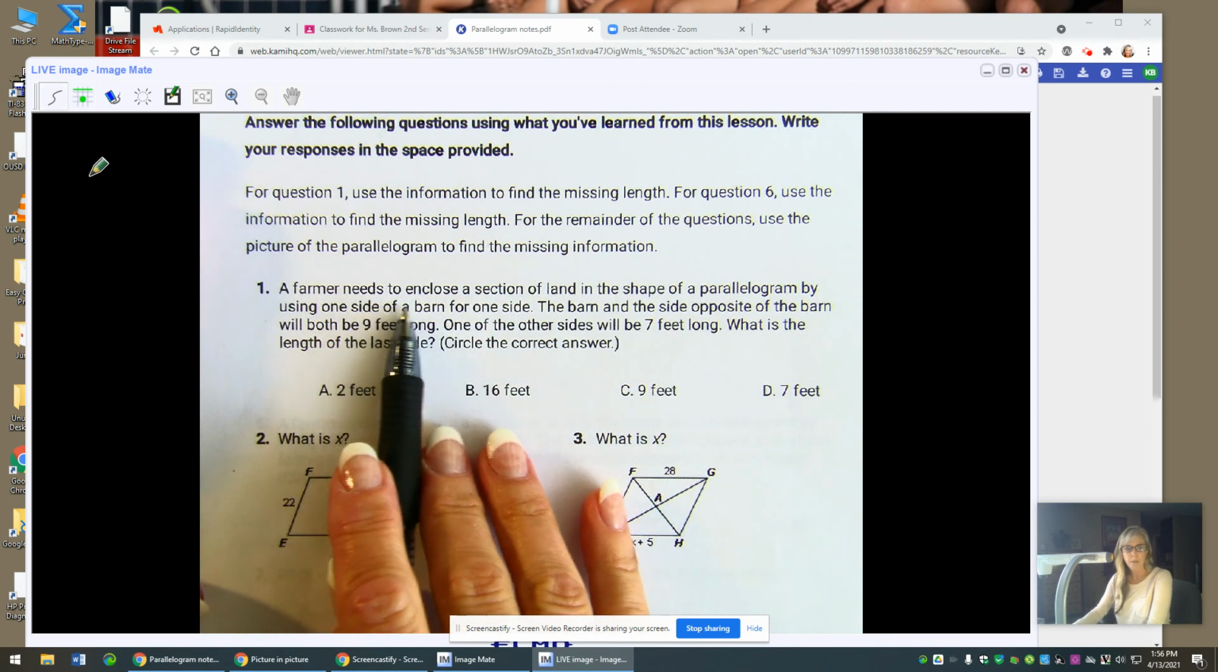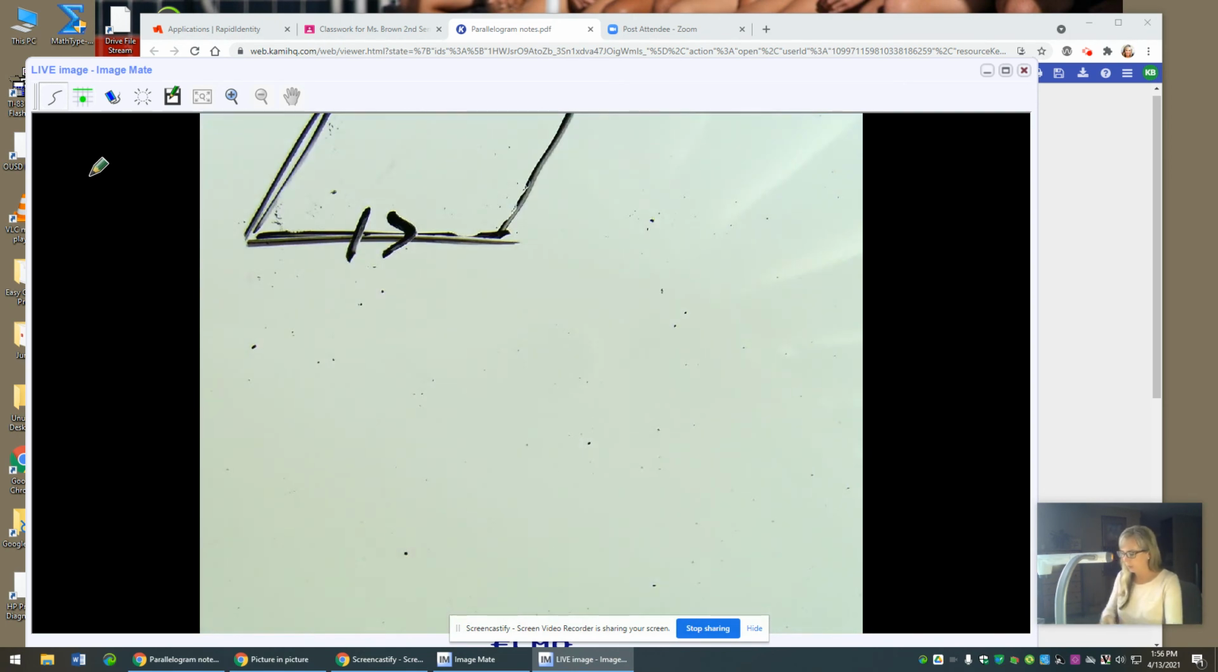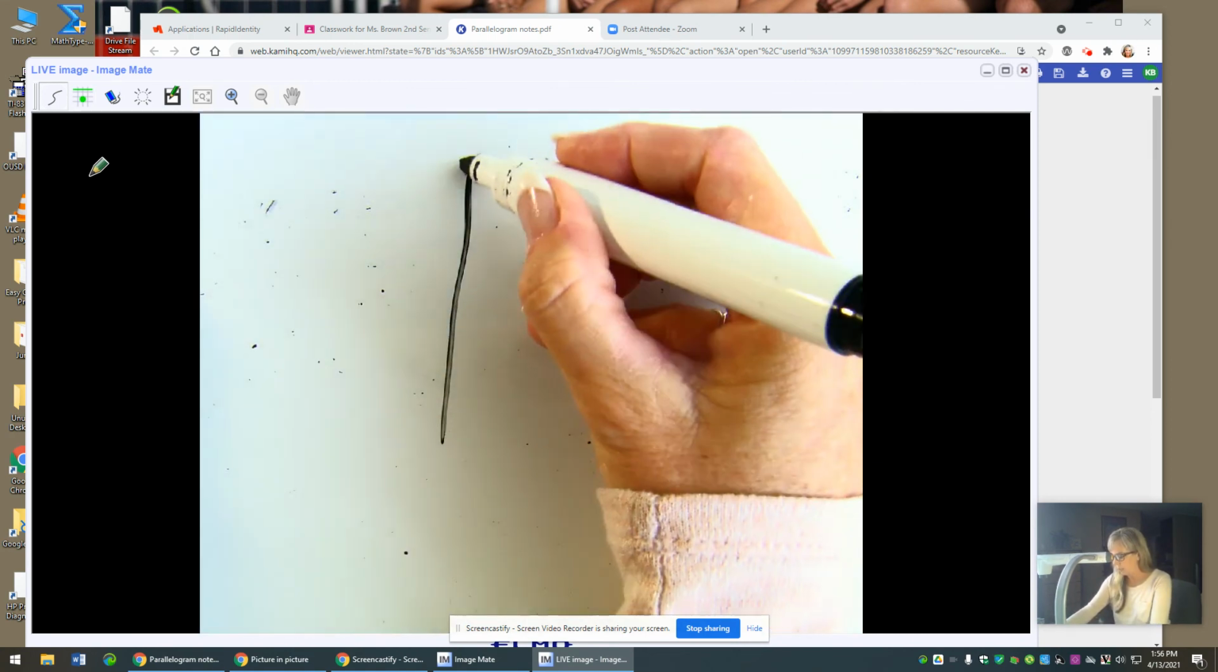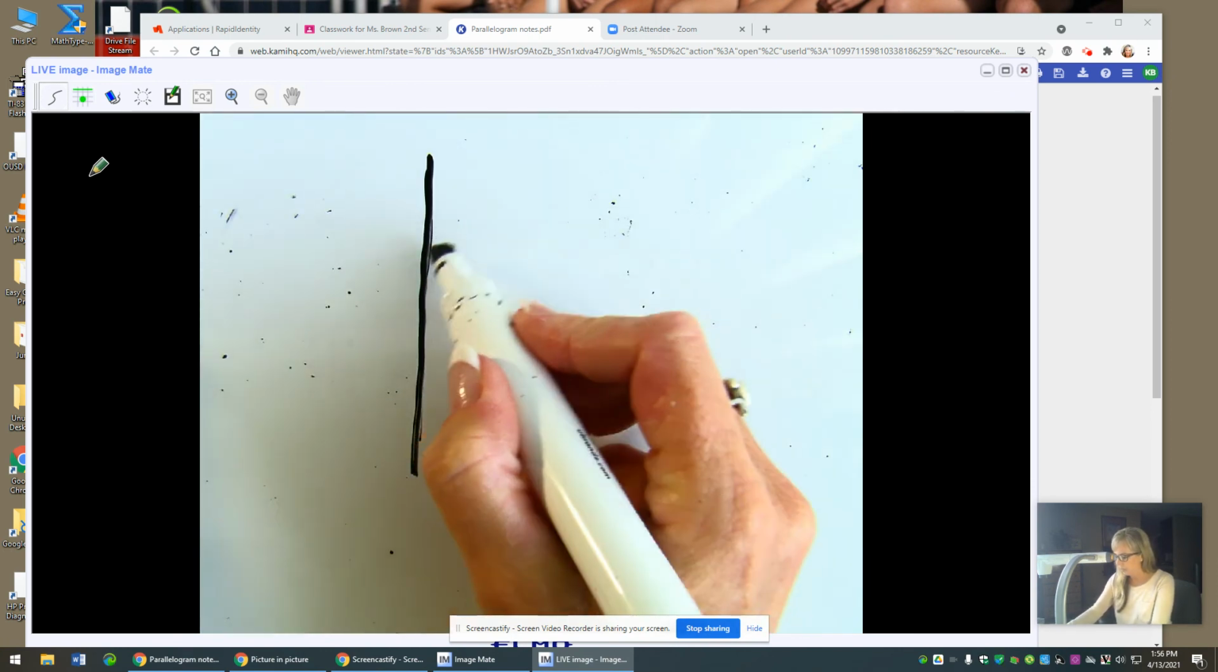A farmer needs to enclose a section of land in the shape of a parallelogram by using one side of the barn for one side of this enclosed section. Let's draw it. Right away, I'm like, well, it's going to look something like that, but I want to start nice and clean. So here's the side of my barn. I don't know why I drew it at an angle, but there it is.